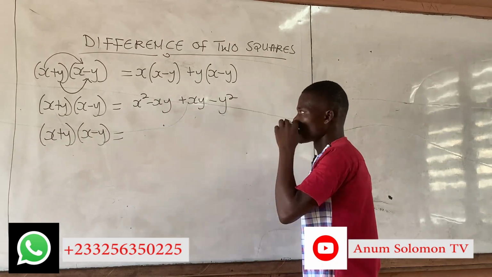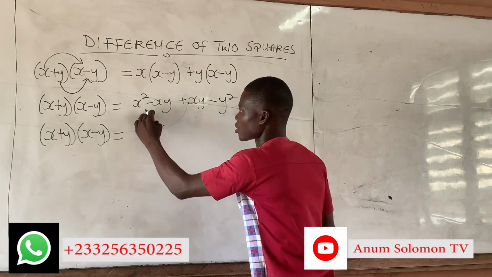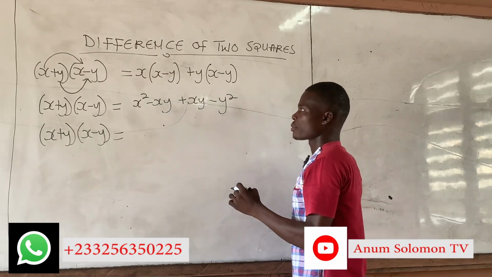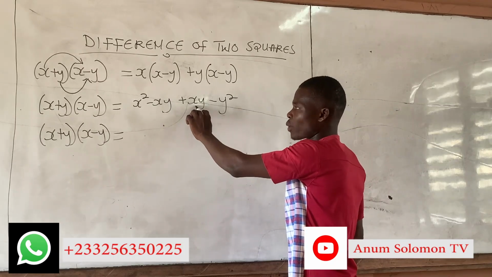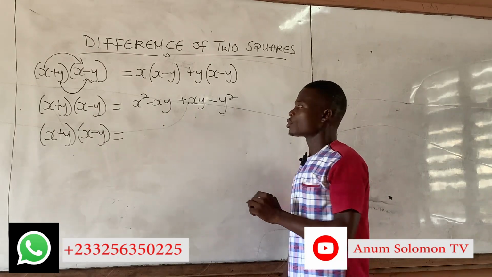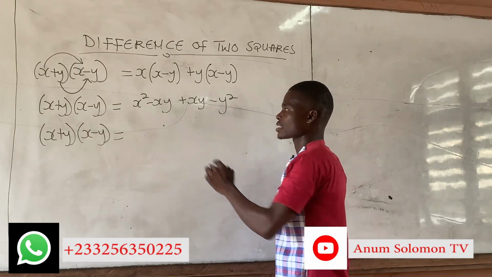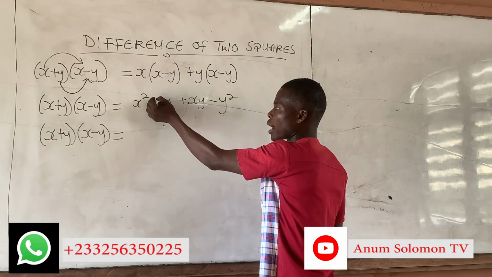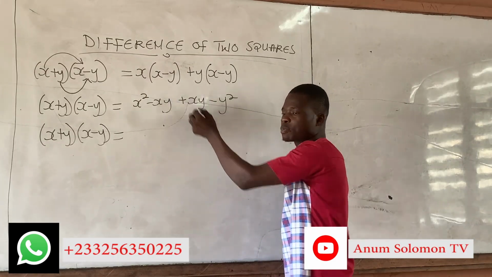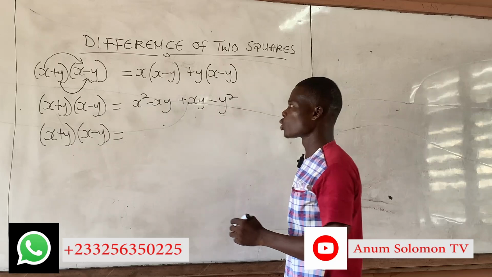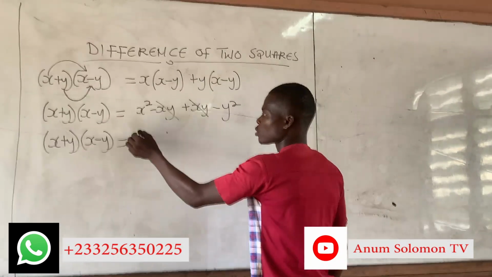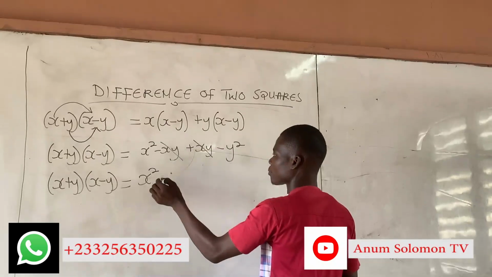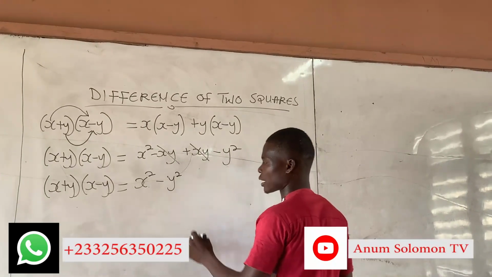When you look at this result, you can clearly see that minus xy and plus xy are like terms. So let's consider their coefficients. The coefficient here is negative 1 and the coefficient here is positive 1. So on this note, this term can cancel this term. So our result is x squared minus y squared.